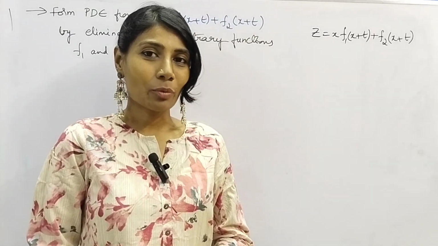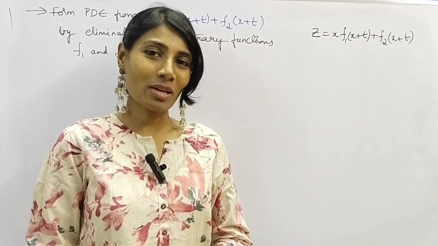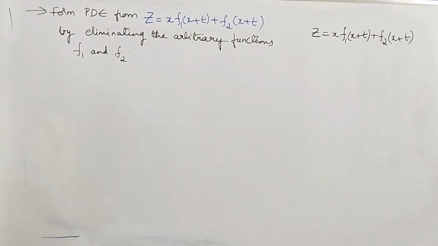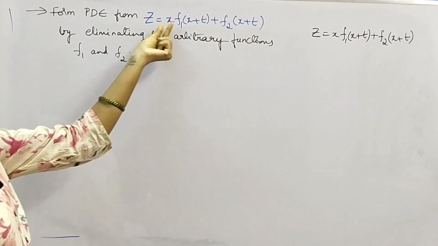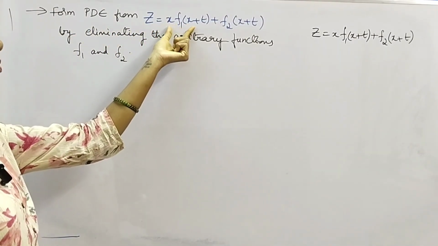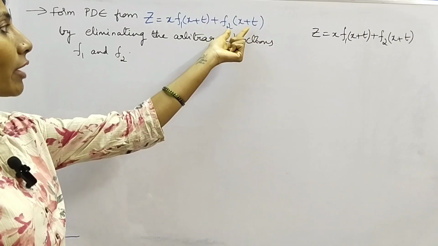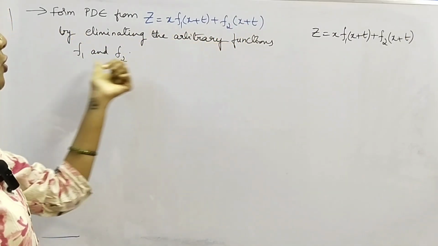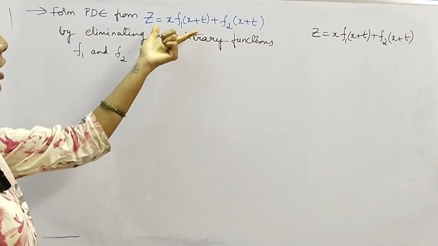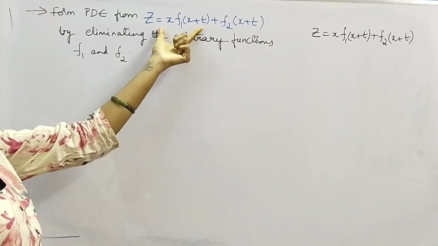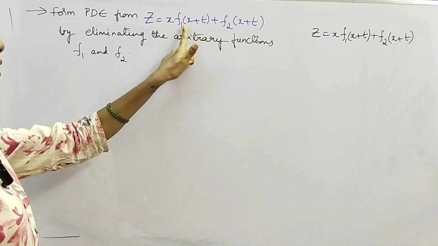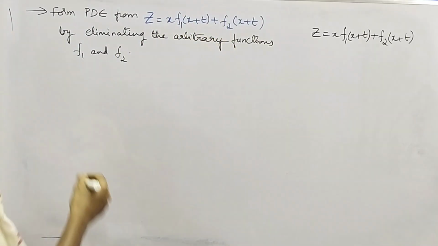In this video we are going to see a problem from partial differential equations. So let's get going. Problem: form a partial differential equation from z equal to x into f1 of x plus t plus f2 of x plus t by eliminating the arbitrary functions f1 and f2. Here we are given a relation and we are asked to form a partial differential equation from it by eliminating the arbitrary functions f1 and f2. So let's see.